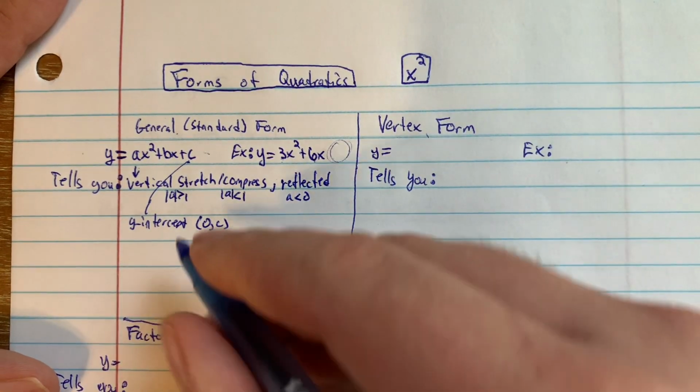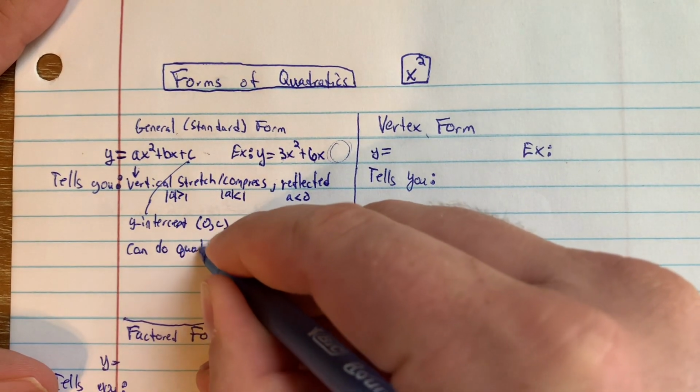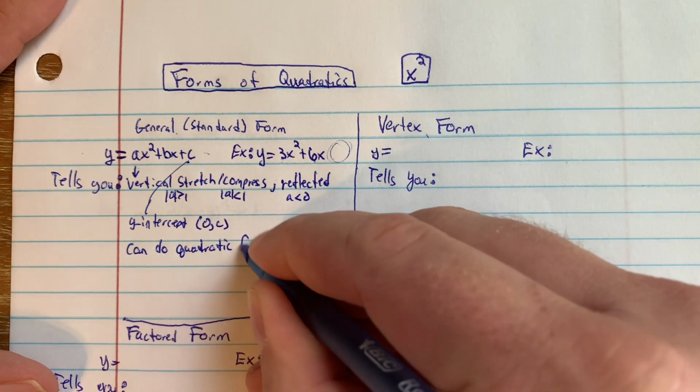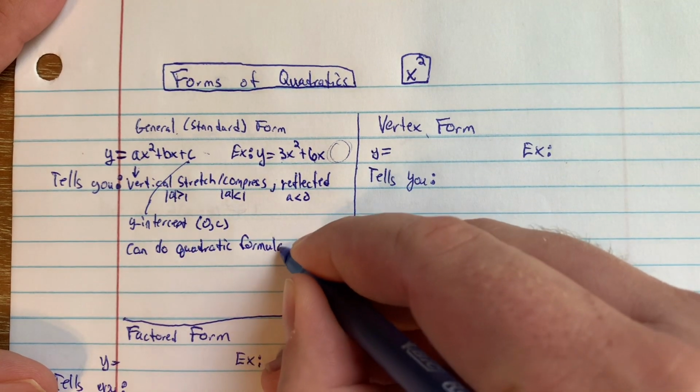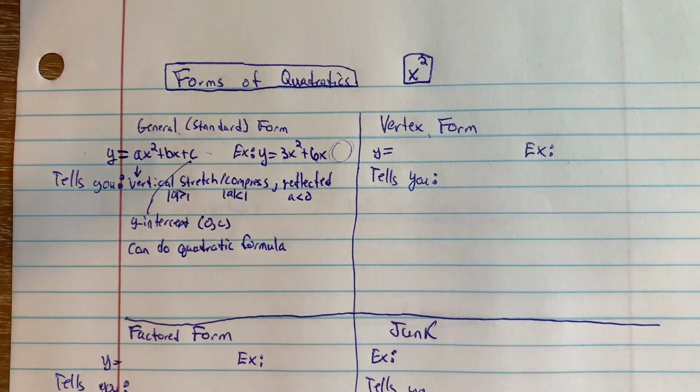We also can do the quadratic formula, which is the only form we can do it in, and we'll be talking about the quadratic formula in a few more lessons. So we can do the quadratic formula only when it's in general form.